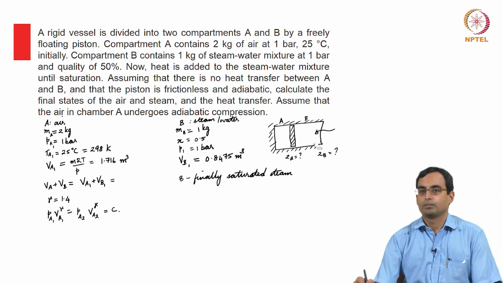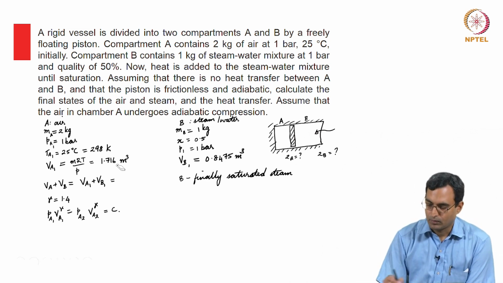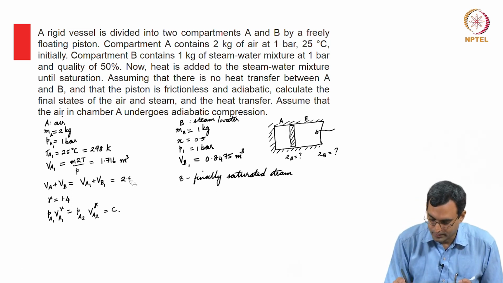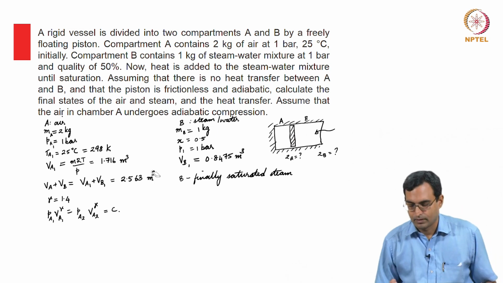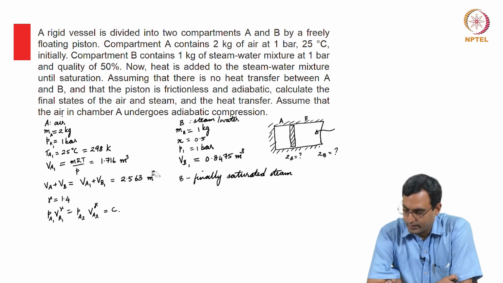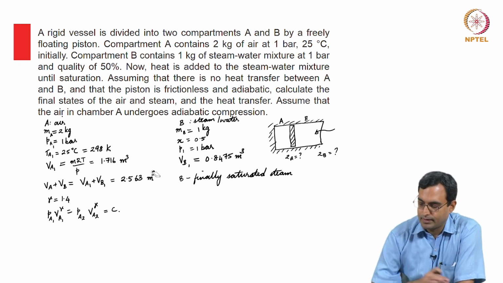Since the total volume has to be fixed, the initial volumes were these, so I can sum this up. So the total volume always has to be 2.563 meter cube. So that is something which I know. So we can see what are the information we have. So initial states are fixed, we know all of this stuff.